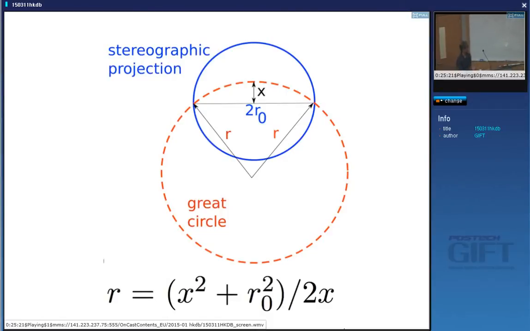Okay? Now, you don't need to worry about this. I'm just pointing out to you that each one of those traces is actually a circle with a bigger radius than the stereographic projection. Okay? This is just simple geometry.